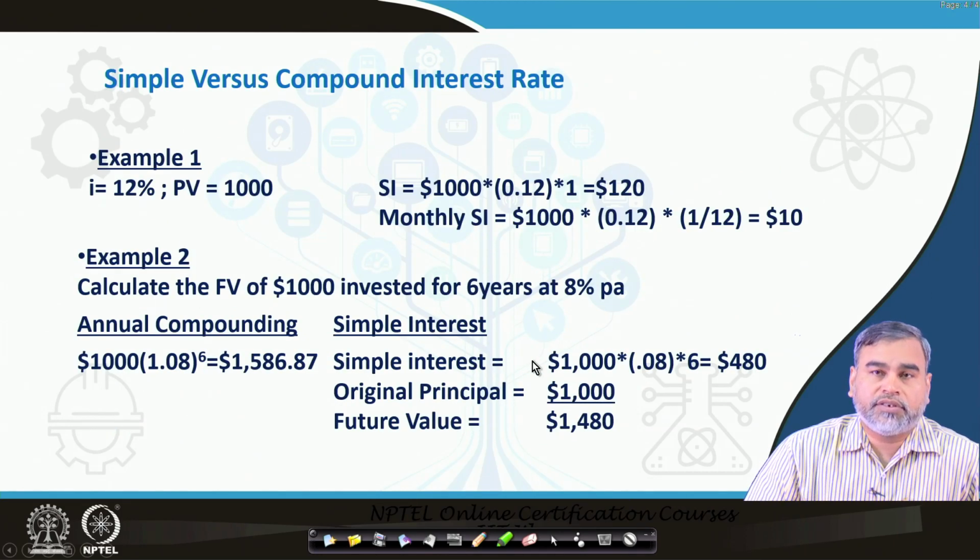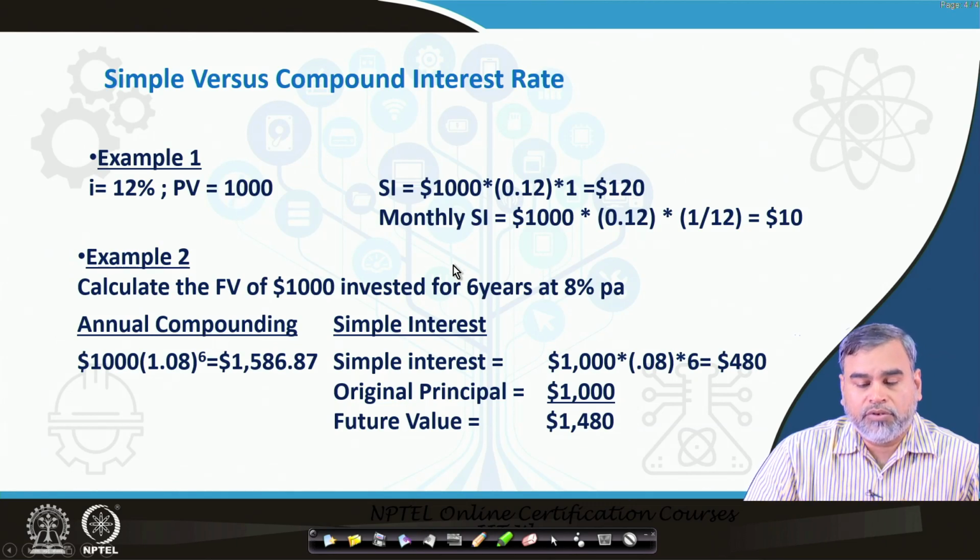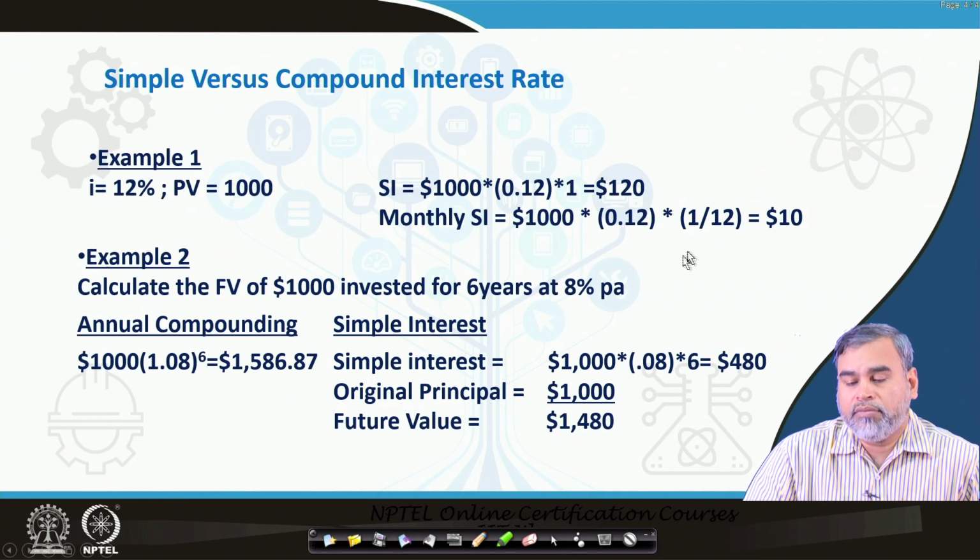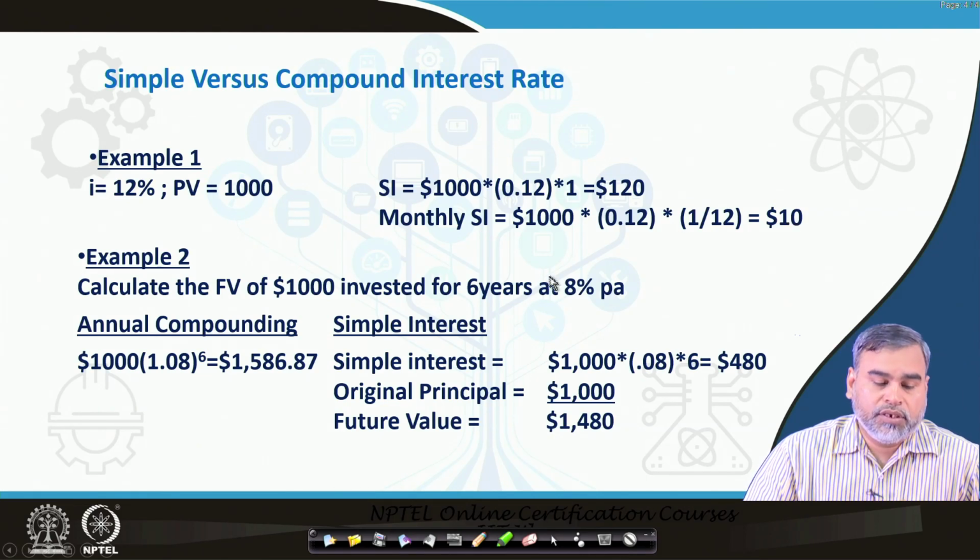In the same way, in this example, if your interest rate is 12% and your present value, or principal amount, is 1000, then on a simple interest basis, in 1 year you will get 120 rupees, and monthly you get 10 rupees, that is 120 divided by 12, which is 10 rupees. But if the same 1000 rupees is invested for 6 years at 8% interest, then with simple interest you end up getting 1480 rupees, which is the future value of the money you deposited in the bank.